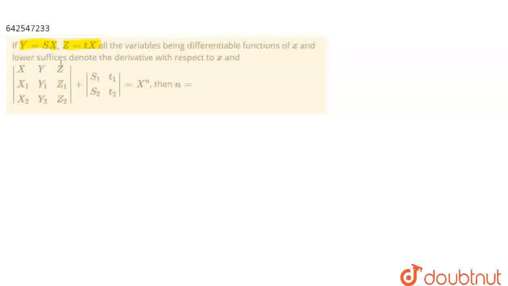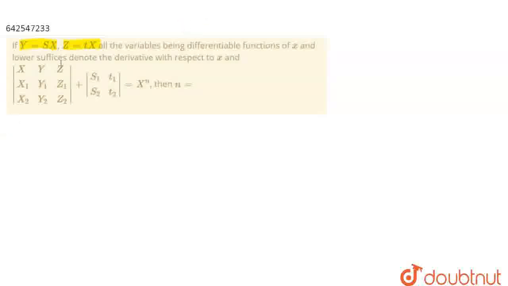So here it is written that lower suffixes denote the derivative with respect to x. So by this what it means, let's take the example of this y1. So here y1 is representing the first derivative and y2 is representing the second derivative. Same goes for x1, x2, y1, z1, z2.